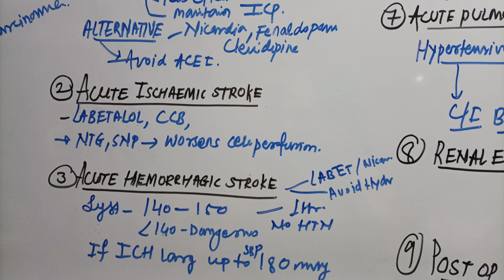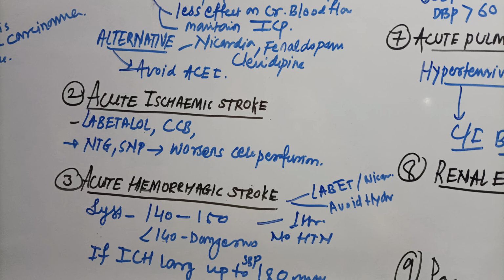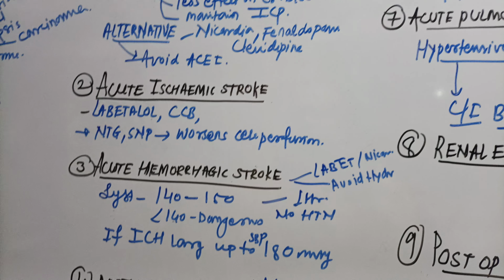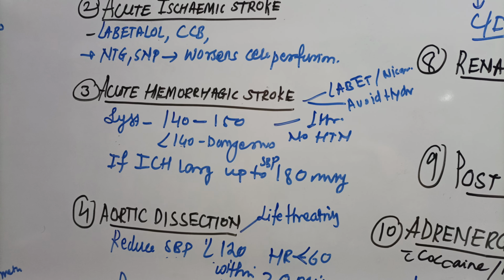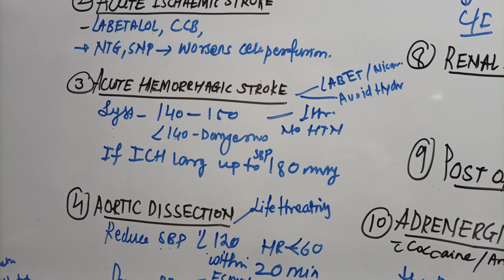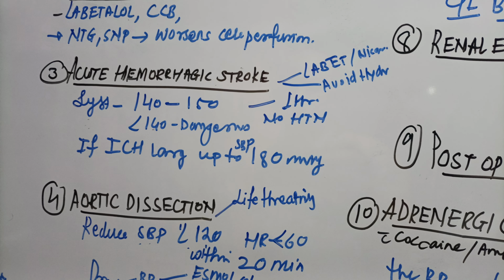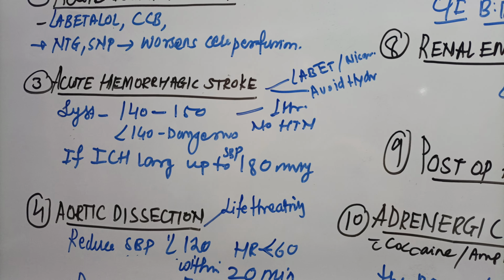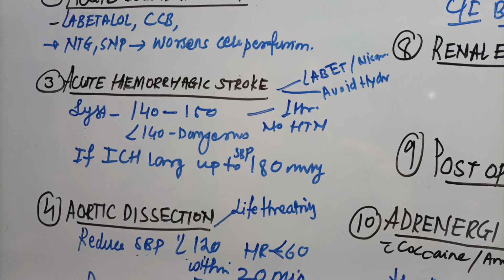In acute ischemic stroke, labetalol is a drug of choice. Calcium channel blockers like nicardipine can be used, but NTG and SNP worsen the cerebral perfusion, so must be avoided. In acute hemorrhagic stroke, systolic blood pressure should be maintained at 140 to 150 millimeters of mercury in the first hour. If the patient is non-hypertensive and we reduce blood pressure to less than 140, it can be dangerous. It may cause stroke itself. If the intracranial hemorrhage is large, blood pressure can be maintained at 180 millimeters of mercury.